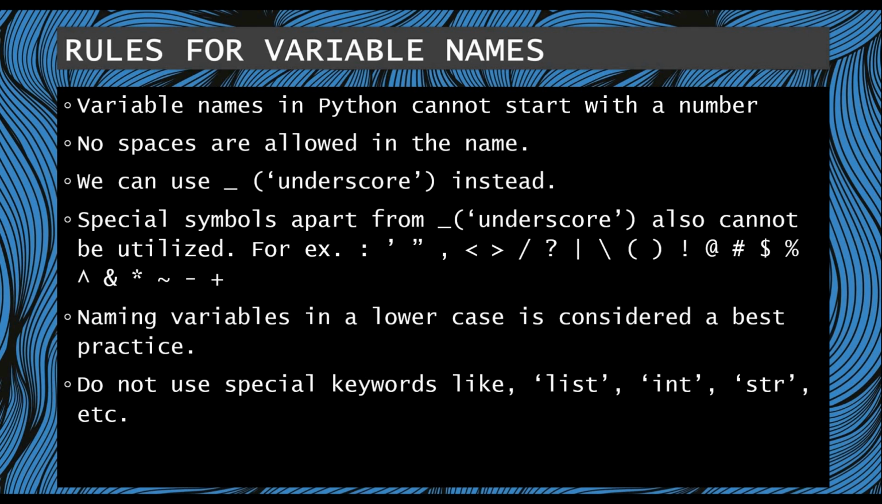So, just for the previous example that I gave you, let's say we have number of balls is equal to 5 and we have a similar number for another variable. Just to differentiate it, we can give it the name n_balls is equal to 5. In this way you can differentiate between different variable names. Special symbols apart from underscore, as I already said, cannot be utilized, and these are examples of the symbols. Naming variables in lower case is considered a best practice.